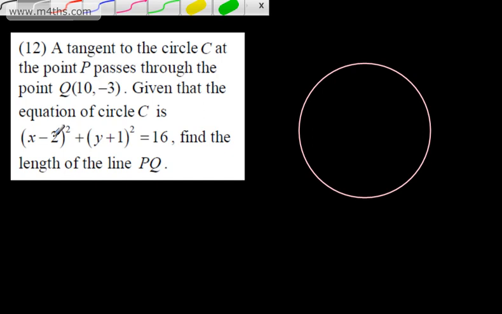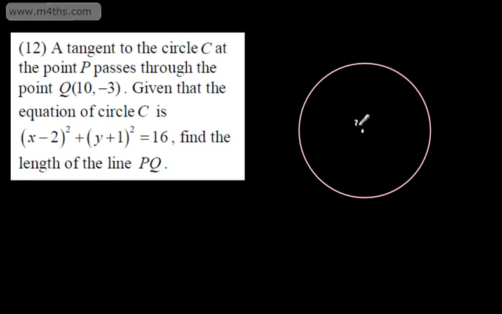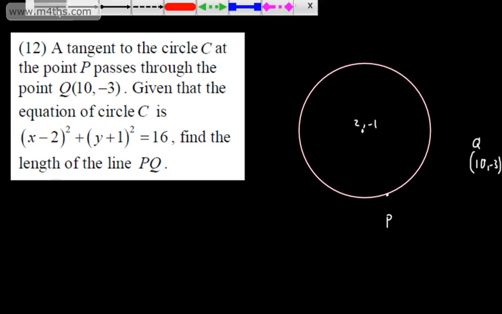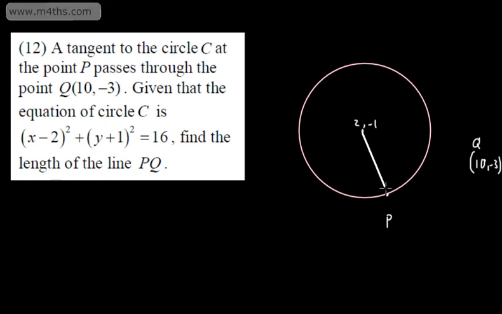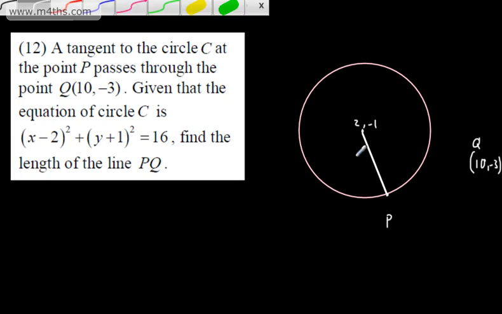If we look at this circle, we've got the centre of (2, -1). We've learnt that in a previous video. So (2, -1). I'm going to put a point here, and that's going to be the point P. I'm going to put over here the point Q, and Q has the coordinates (10, -3). And of course I could put P here, it really doesn't matter. I'm going to put the radius on the circle. We can see that the radius squared is 16, so that means that the radius is 4.